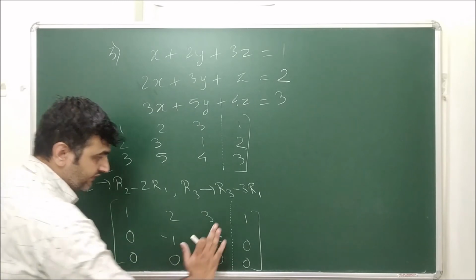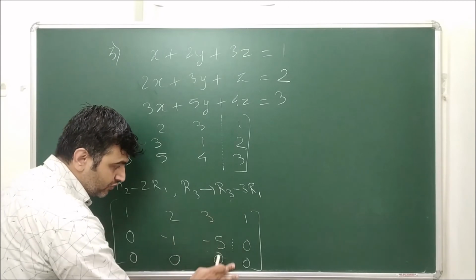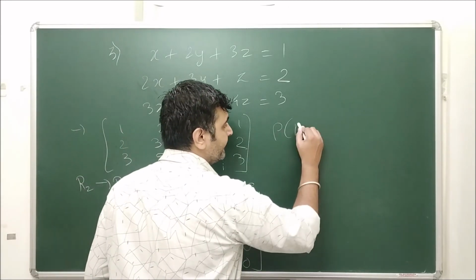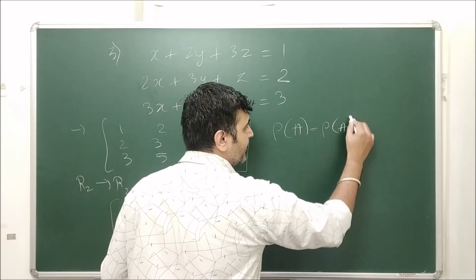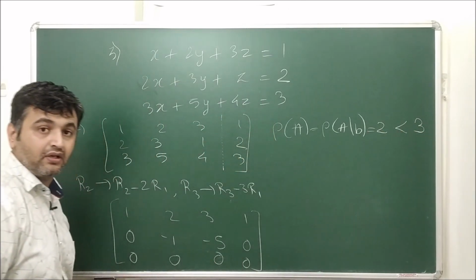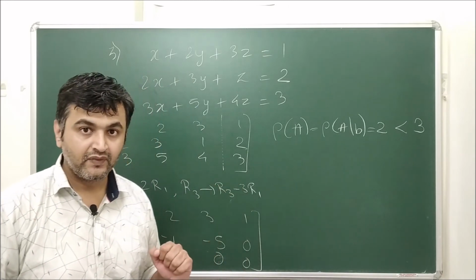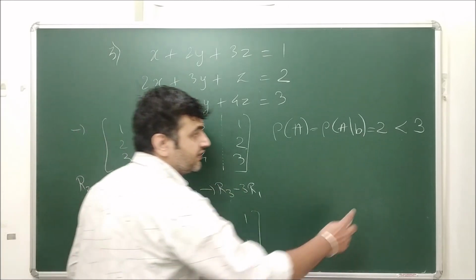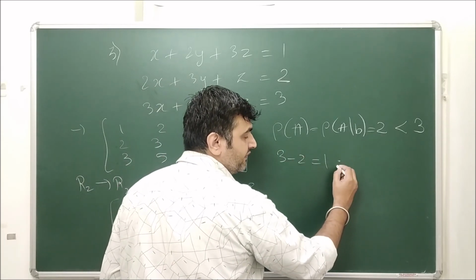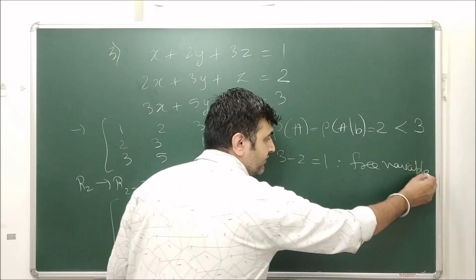So here you can see, if I ignore this, rank of A is 2 non-zero rows, and if I ignore this, then rank of A augmented B is also 2. So rank of A is equal to rank of A augmented B is equal to 2, which is less than the number of unknowns. Therefore, this system has infinitely many solutions. Okay, so how many unknowns are there? 3. What is the rank? 2. So 3 minus 2 is 1. So there will be one free variable. There will be one free variable in this case.